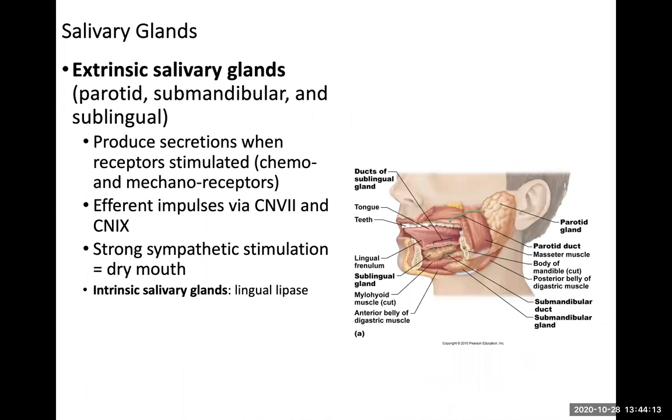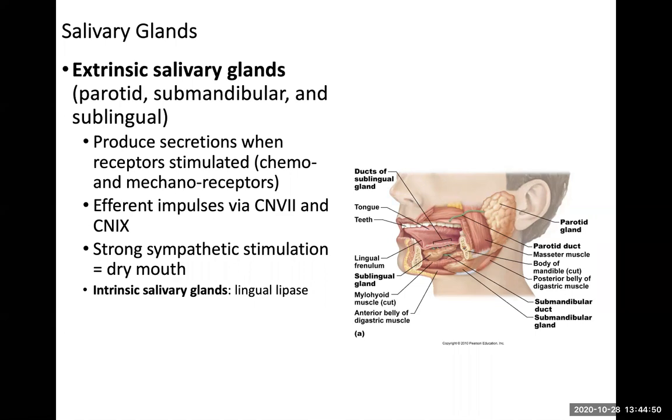Okay, so that's what this slide goes over. Are those three different extrinsic salivary glands I made mention of? The parotid, which is the largest, secretes saliva that is serous in nature. Submandibular secretes a mixture of serous and mucus, and then sublingual, under the tongue, is primarily mucus secretions. And then the intrinsic, to differentiate extrinsic from intrinsic salivary glands, the intrinsic salivary glands are the salivary glands that secrete specifically an enzyme called lingual lipase.